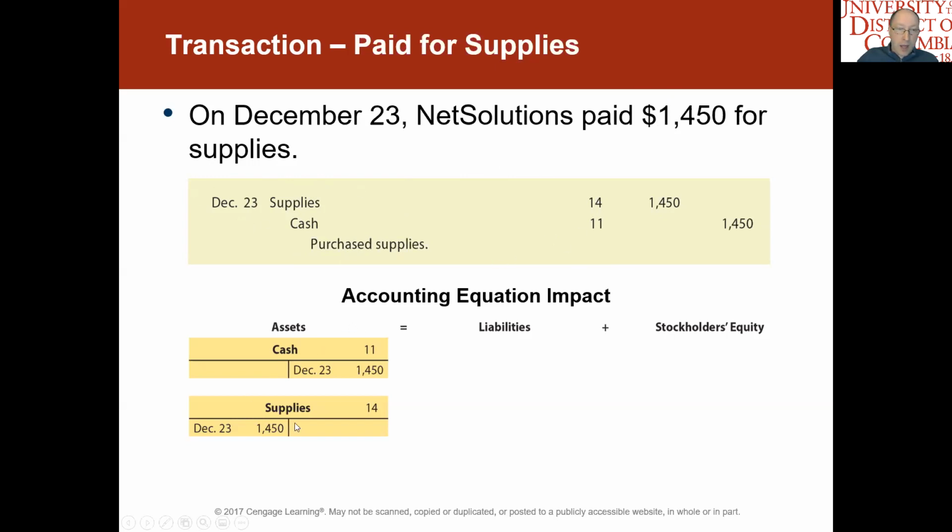As you know, supplies or inventory is an asset account. I'm going to increase my asset account, or my supplies account, by $1,450. I'm going to reduce my cash, which is an asset account, by $1,450. The accounting equation is still in balance. I'm netting out my assets.